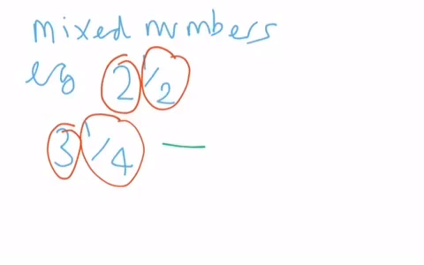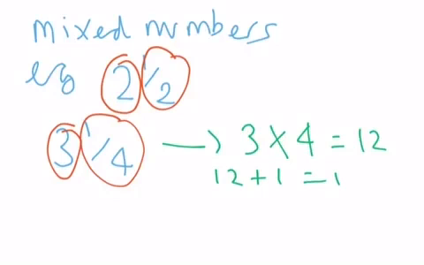And there's a rule. The way we do this is you take the whole number, so in this case your whole number is 3. You multiply by the bottom of the fraction. In this case, the bottom of the fraction, the denominator, is 4. So 3 times 4 is 12. Then you add the top of the fraction, the numerator, which is 1. So 12 plus 1 equals 13. Your top-heavy fraction becomes 13 over the original denominator, which is 4.